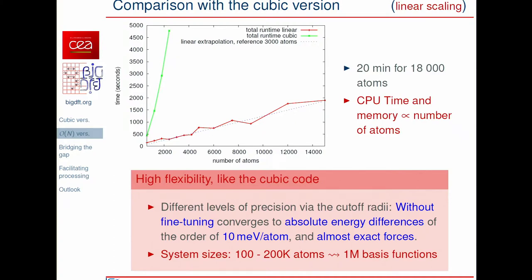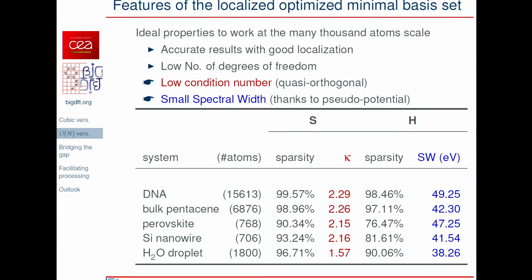Another important point for large systems is that, because we have few localized adapted orbitals per atom, we have a small number of basis functions, for instance 1 million for 2,000 atoms. This is interesting because you have small matrices and you can perform larger calculations. So that is some of the features of the localized optimal minimal basis set.